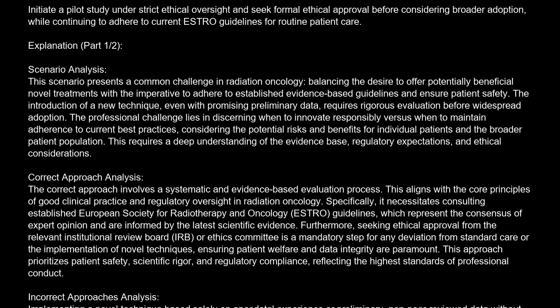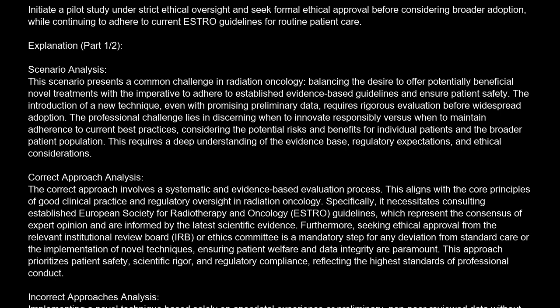Correct approach analysis. The correct approach involves a systematic and evidence-based evaluation process. This aligns with the core principles of good clinical practice and regulatory oversight in radiation oncology. Specifically, it necessitates consulting established European Society for Radiotherapy and Oncology (ESTRO) guidelines, which represent the consensus of expert opinion and are informed by the latest scientific evidence.